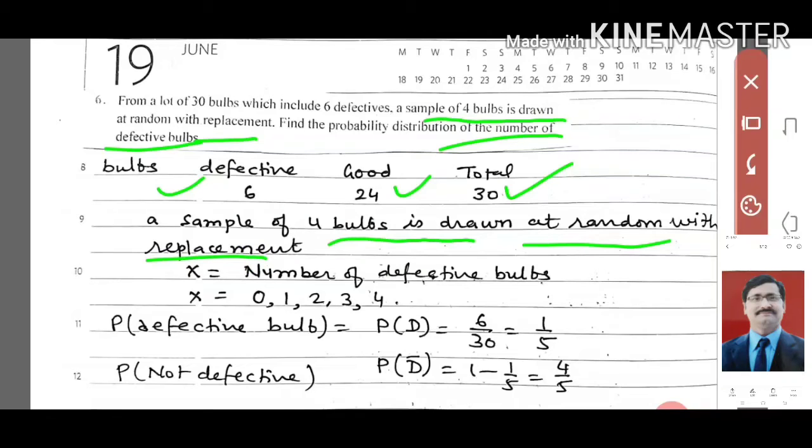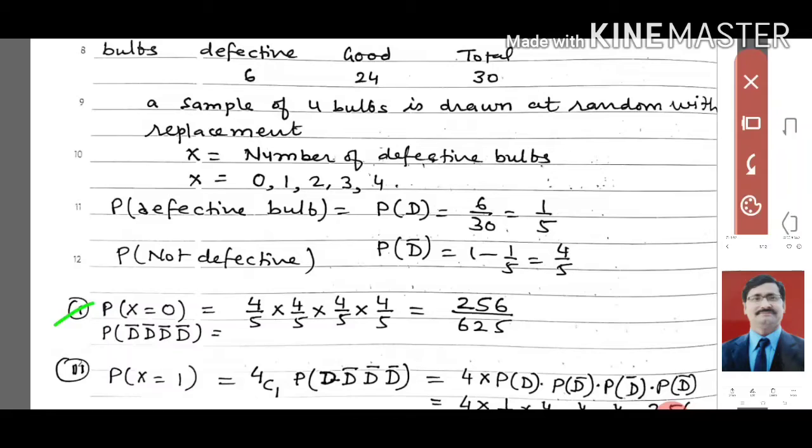So if you draw a bulb, that will not affect the next draw. X is here the number of defective bulbs. So X may be 0, 1, 2, 3, 4 because 4 bulbs are drawn, so up to 4 may be defective. Look here. Now what is the probability of a defective bulb? We will write P(D). That will be 6 upon 30, meaning 1 upon 5. And the probability of not defective, P(D'), is 1 minus 1 upon 5, meaning 4 upon 5.